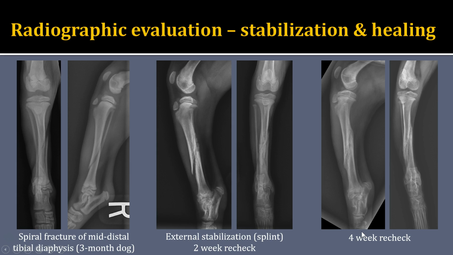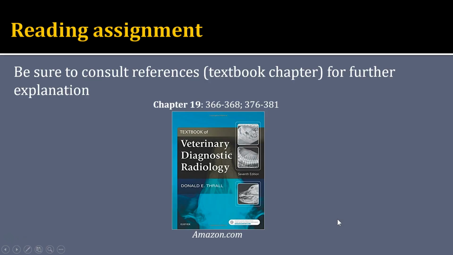And then at a 1-month or 4-week recheck, we can actually see that that callus formation is completely bridging all of the sides of the fracture compared to the 2-week recheck. Although I still see the fracture line, this is doing well and is probably almost healed.